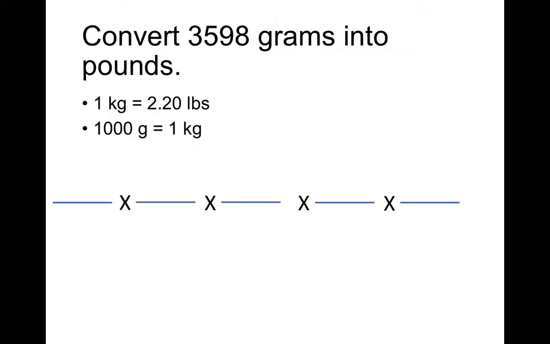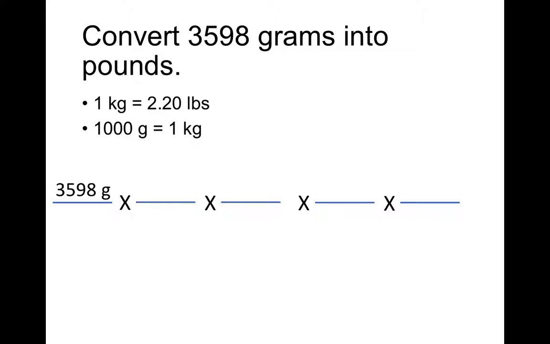Now, I don't know how many of these I'm going to need, so I'm just going to draw a whole bunch of them. In this case, I drew 5 different blanks and put multiplication signs between them. If I need more, I'll add more. If I need to take away some, then I'll erase some. But let's start the problem for now. Step 1 of any dimensional analysis problem is always the same. Copy the question in the top left-hand corner. So 3,598 grams goes in the top left-hand corner.